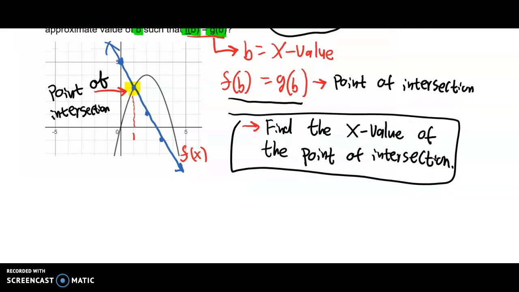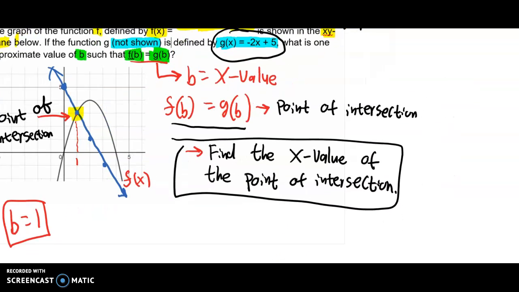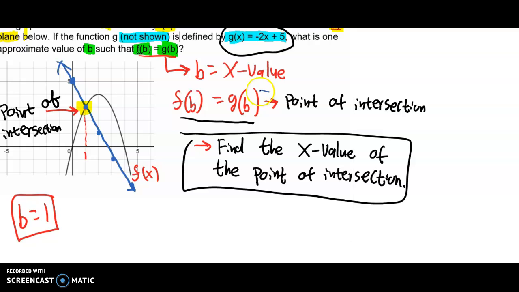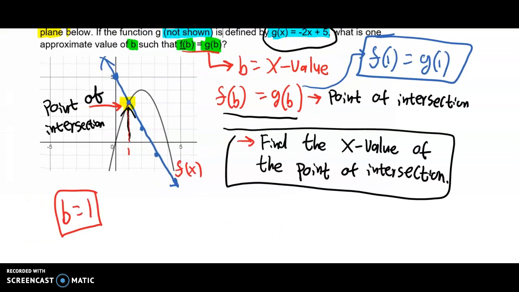So the x value of our point of intersection is 1, and it wants us to call it a b value. So our b value is 1. This is our final answer. We can plug it back in here to make some sense of this. What we're saying is that f of 1 equals g of 1. Because when we go to 1 on the x-axis and we see what's happening to each graph at 1, they're intersecting. So when they're intersecting at 1, they both have the same value, and our answer is b equals 1.